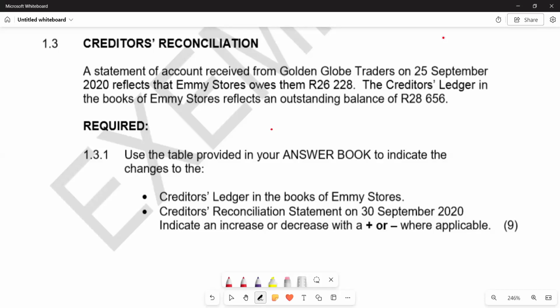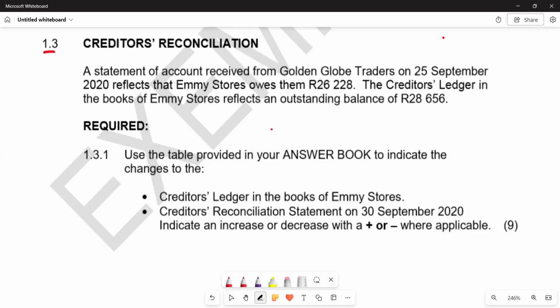So the question that we have here is question 1.3 that we want to look at. So our question reads, a statement of account received from Golden Globe Traders on 21st September 2020 reflects that Amy Stores owes them 26,228 rand. The creditors ledger in the books of Amy Stores reflects an outstanding balance of 28,656 rand. So you are given the balances in terms of the statement of account from the creditor, and also you are given the balance, which is our opening balance for the creditors ledger. So these are the two balances that we are given.